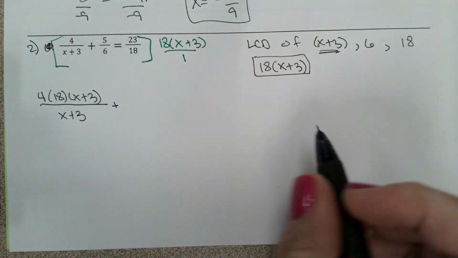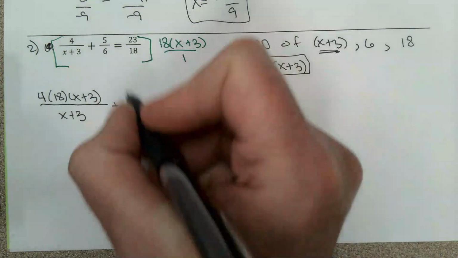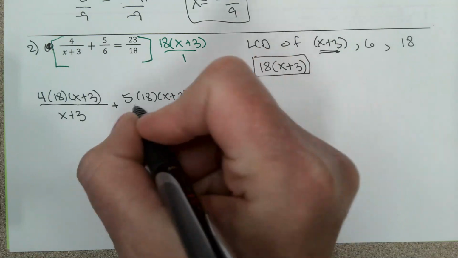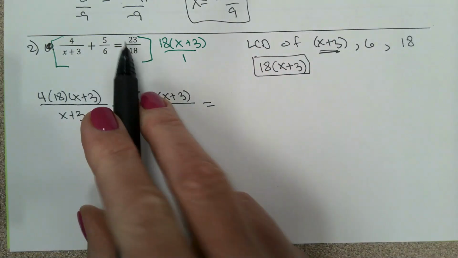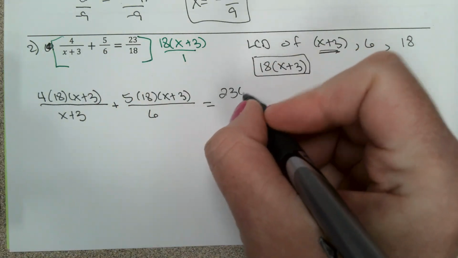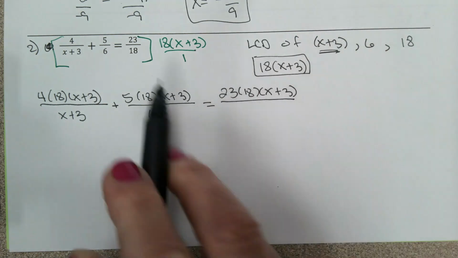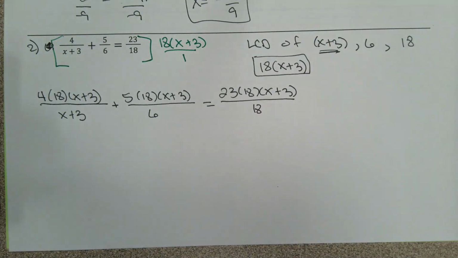Bring down your plus sign. When I multiply my numerators, I have 5 times 18 times x plus 3 all over 6. And then I have 23 times 18 times x plus 3. And multiply your denominators. 18 times 1 is 18.